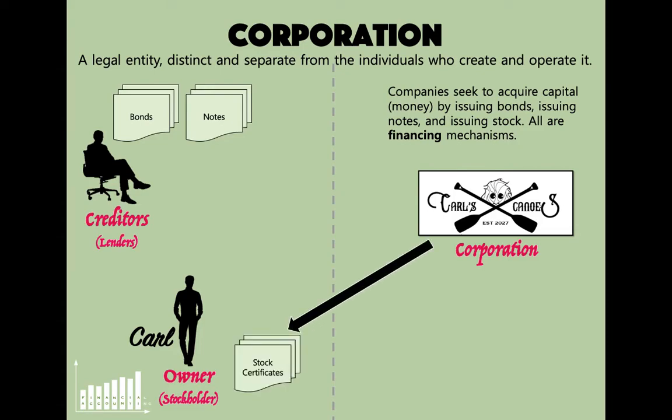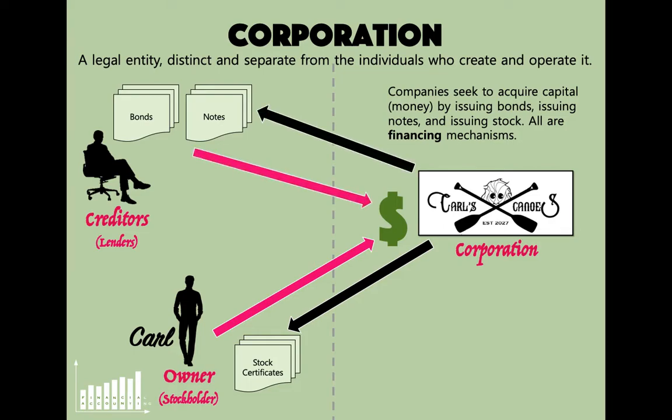So, we're going to sell, as a corporation, stock in exchange for money. We would issue notes or bonds in exchange for money. So, both of these are ways that corporations acquire money, what we call capital. Now, there's a big difference between these two, right?